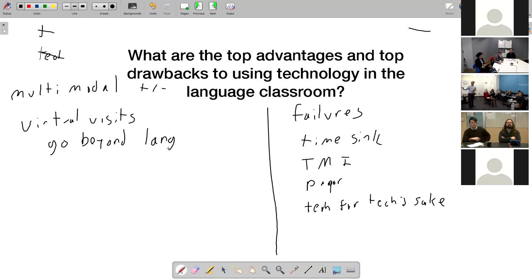Sam, did you have anything? The big one we mentioned was also a connection to the target culture. Yes. So there's much more that you can do with culture when you are accessing technology.